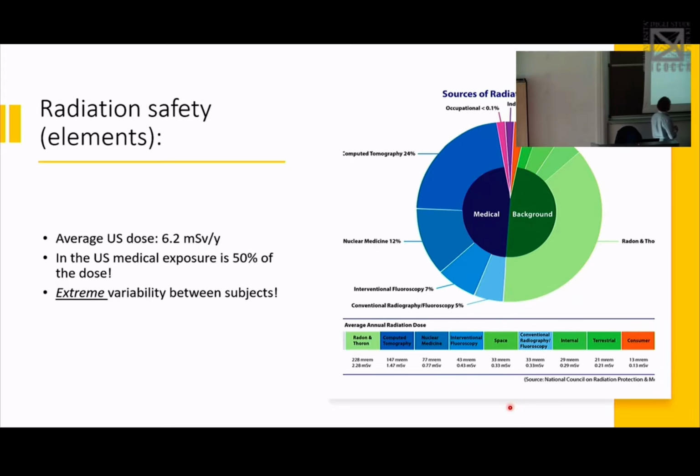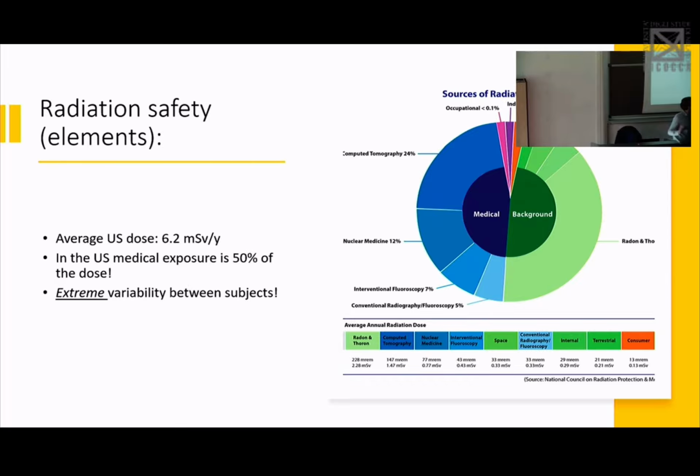Now, the average dose in the United States of America is 6.2 millisieverts per year. For the average person in the United States, the medical exposure nowadays is up to 50% of the radiation dose that one is exposed to each year. So it's quite a concern. Of course, there is extreme variability between subjects.